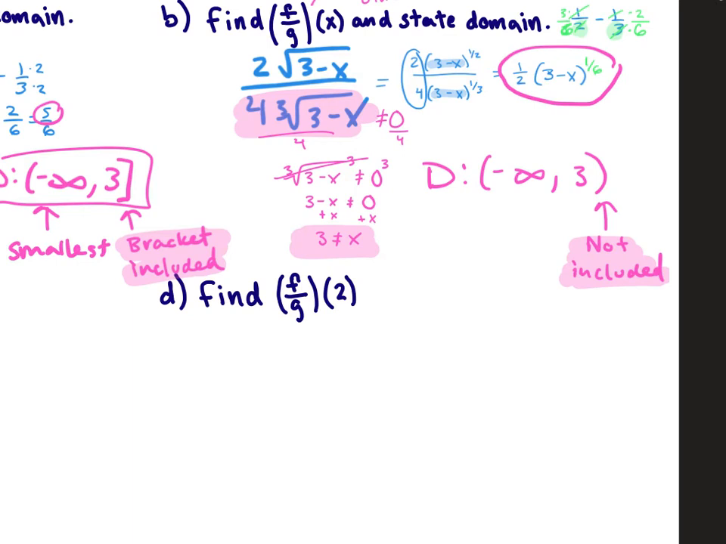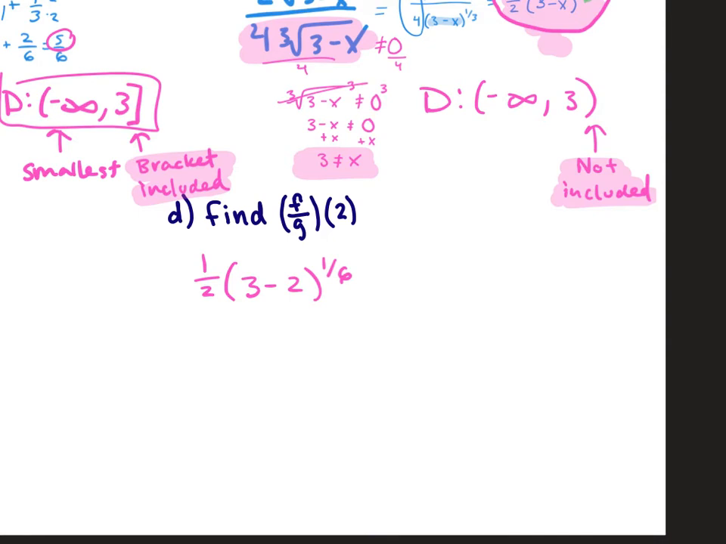Last thing we have to do is plug in 2. So we're going to use our simplified version here and plug in 2. So we have 1/2 times 3 minus 2 to the 1/6 power. What should we do first to solve this? Subtract. So we have 1/2. What's 3 minus 2? 1. And what's 1 to the 1/6 power? 1. And what's 1 times 1/2? 1/2.